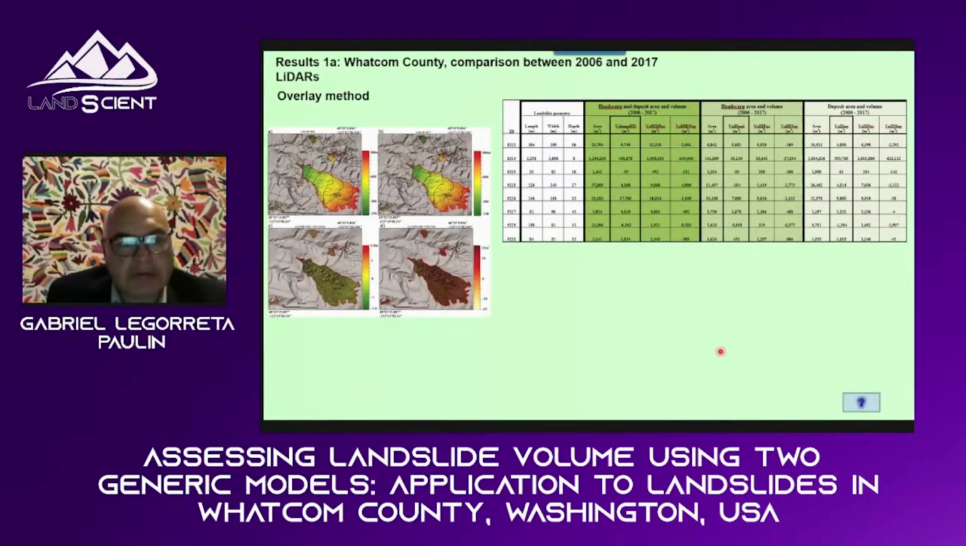So let's look at the first results for the overlay method. The results show that the overlay method is able not only to calculate the volume correctly, but also allows the user to highlight the dynamic of the landslide volume. That will be helpful for classification purposes. So let's see this with the resulting maps and the tables.